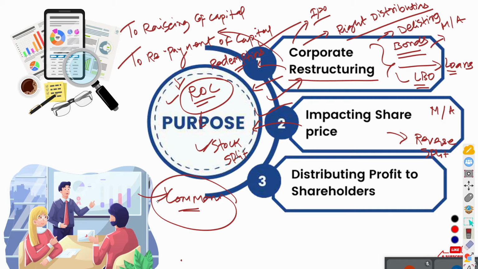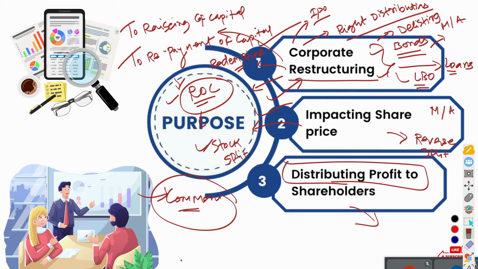The same way, if I take the example of bonds or loan holders or LBO, they earn interest payments. When the company earns profit, they distribute interest or whatever obligations, coupons and all, they announce and provide it to the bond holders, loan holders, or any other debt holders, like debentures. So the company announces coupons to them when the company earns profit.